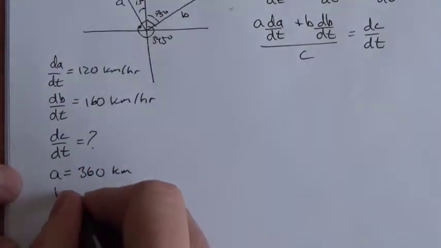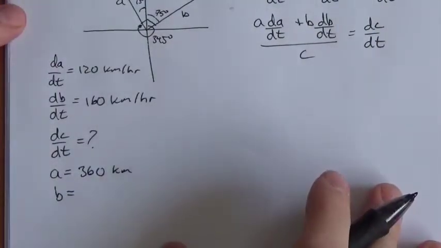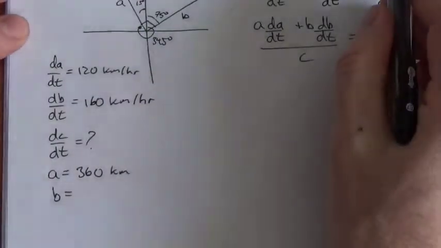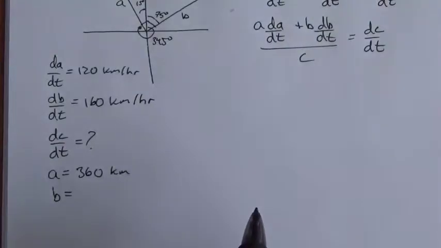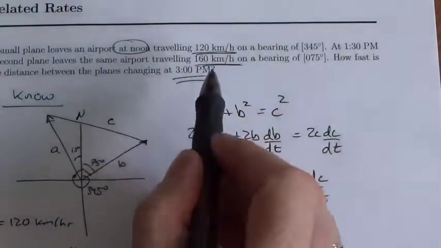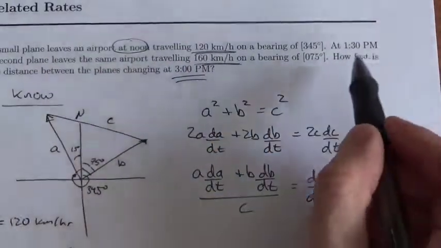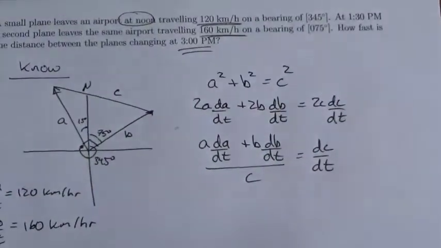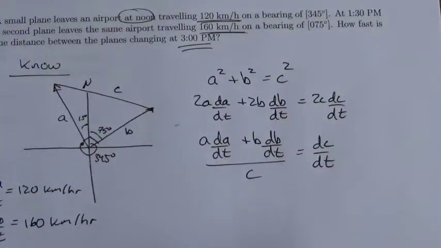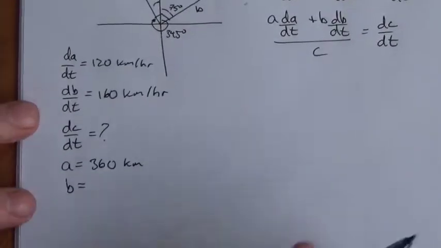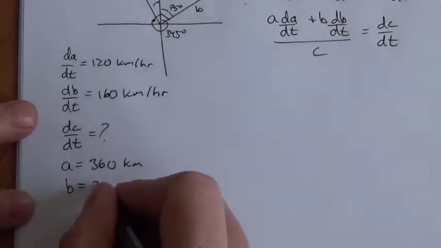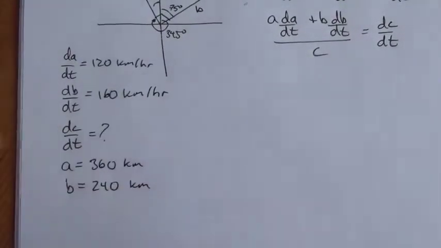Well, I can do a similar sort of calculation with B, okay? The B plane was going, let's go back up to here, look at it, 160 kilometers an hour. It left at 1:30, which means it had only been traveling for an hour and a half. Okay, when you multiply 160 by 1.5, you're going to get 240 kilometers.